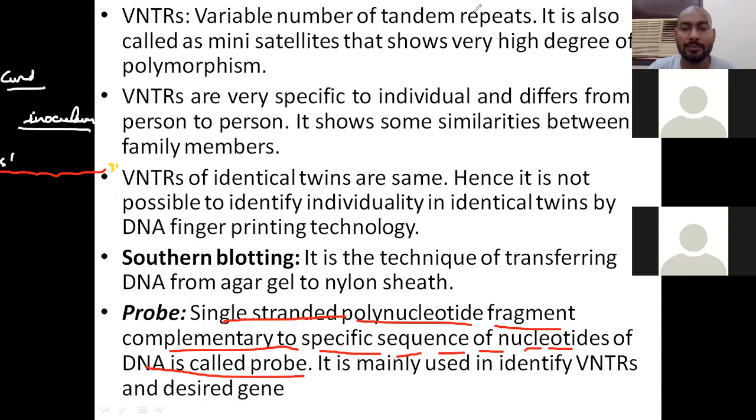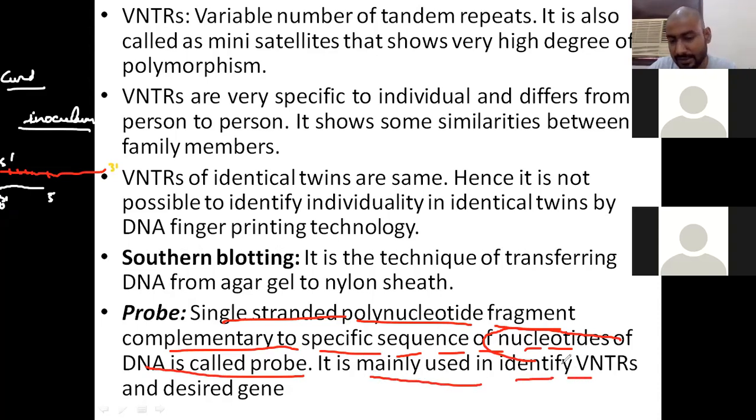What happened? You have a probe. The probe is a short stretch of DNA molecule, so it is a small stretch, and it will be 3' to 5'. It will overlap, because the probe is complementary to the DNA molecule. It is a single-stranded polynucleotide fragment complementary to a specific nucleotide sequence, and this is called the DNA probe.